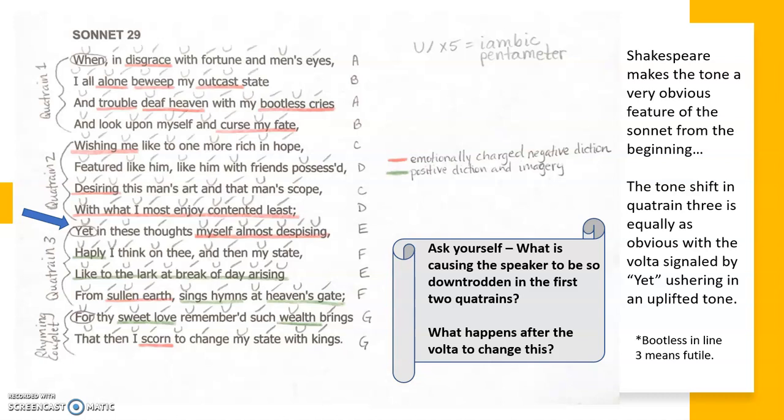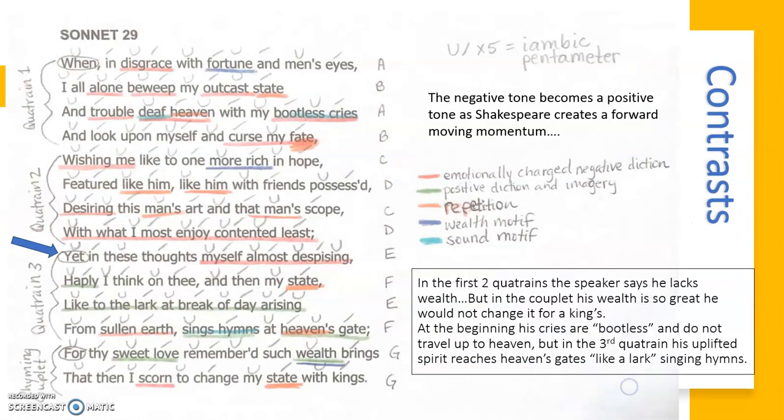And so that really helps us to see why he is despising himself at this point. But then what happens to change his feeling is that he thinks of the young man, his friend, and this causes his spirit to turn around. And that really shows us a powerful idea about what we can do to raise each other up in life. So the negative tone becomes a positive tone as Shakespeare again creates this forward-moving momentum and then a strong turn at the beginning of quatrain 3.